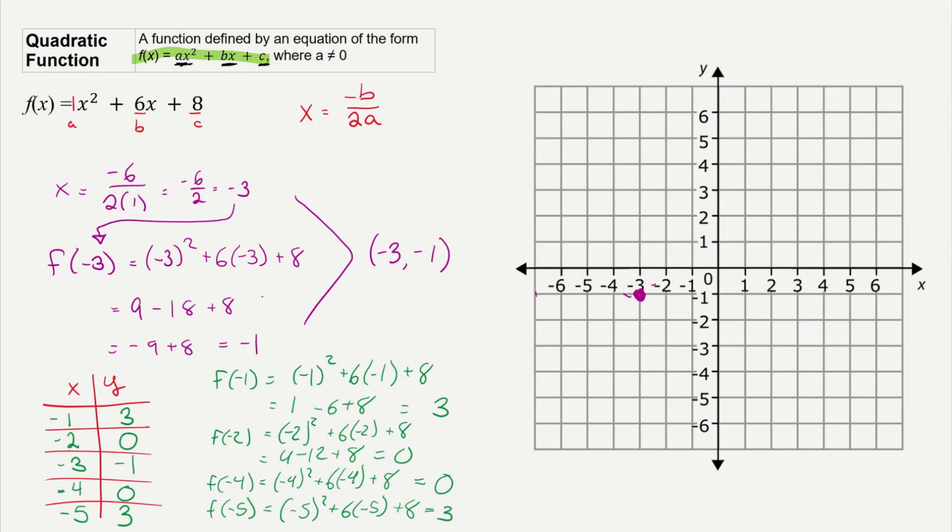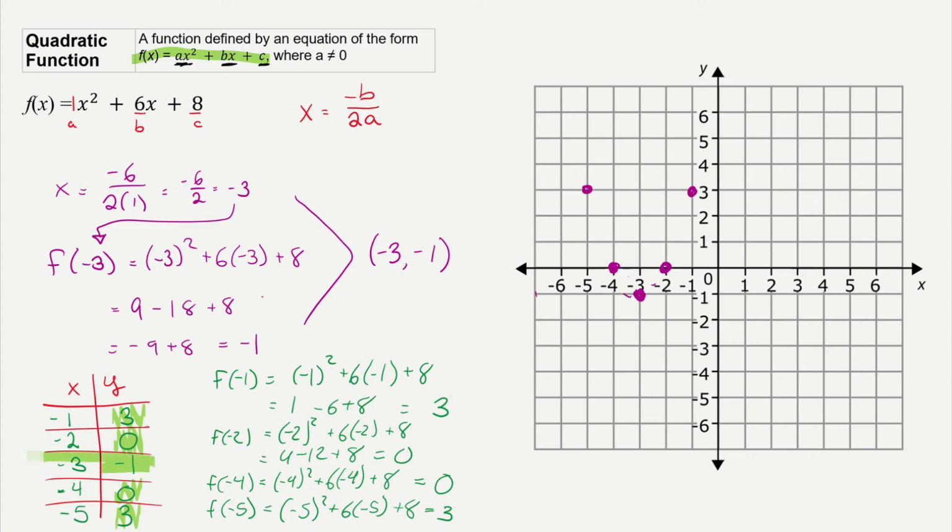I now find 5 points, and these ones are very good because they give me points on both sides of the vertex. So I'm going to plot -2, 0, -4, 0. You see that symmetry at work? And then I'm going to do -1, 3, and then -5, 3. There is this symmetry at play, and notice it in my table. Here's the vertex, and on either side, the y values are the same. 3 and 3, 0 and 0.